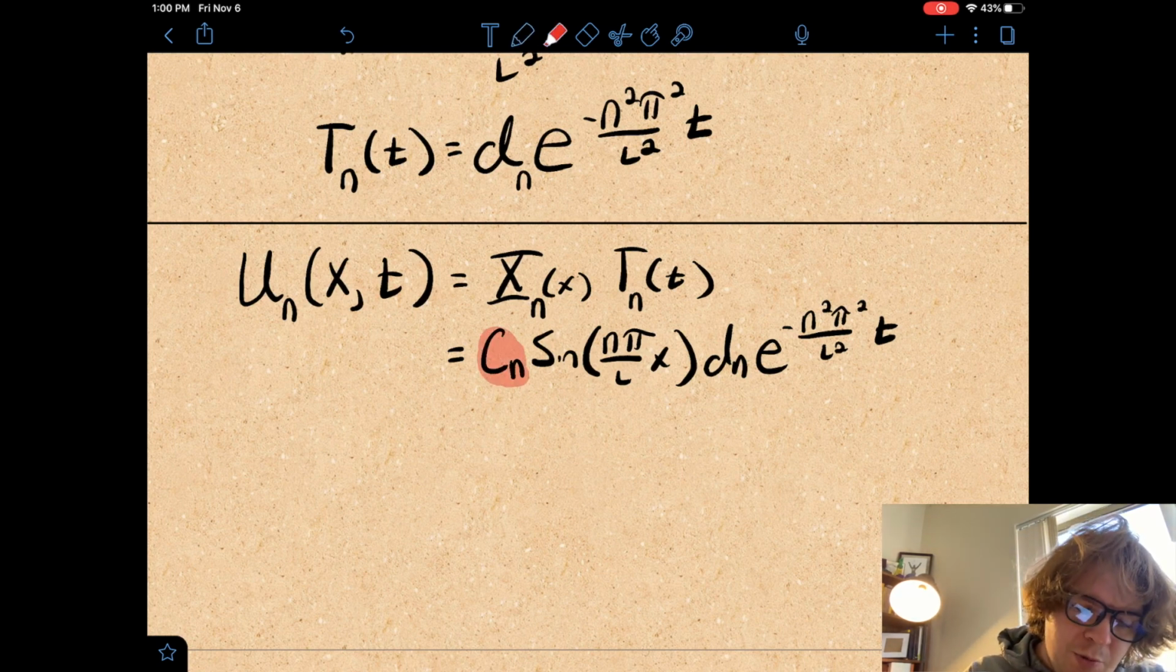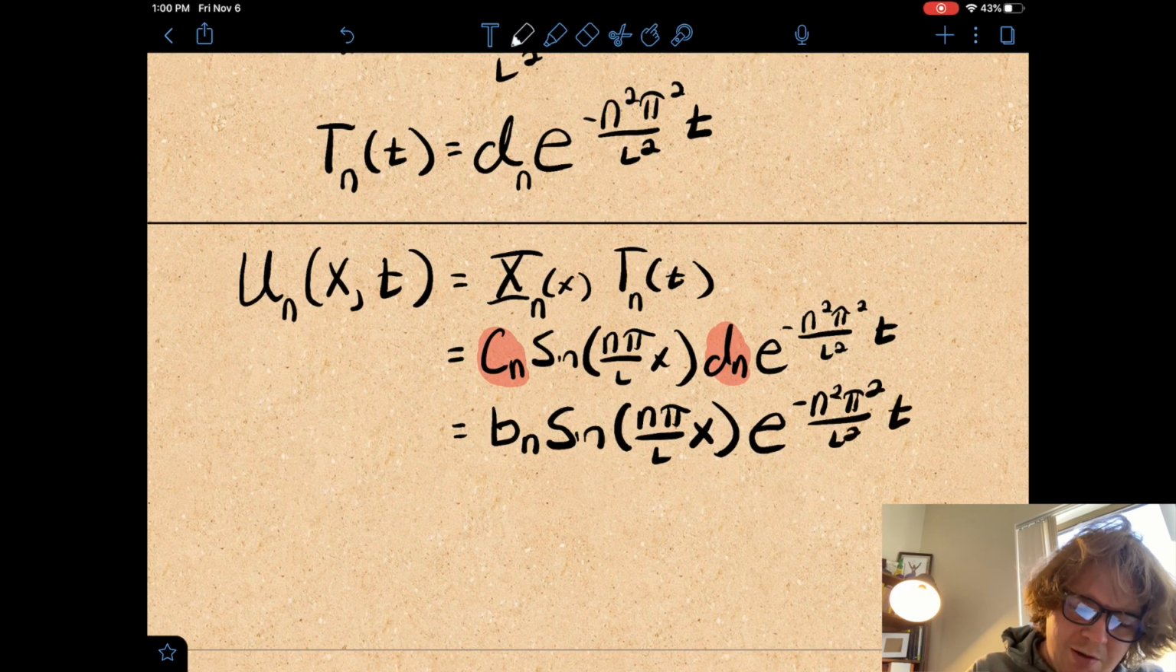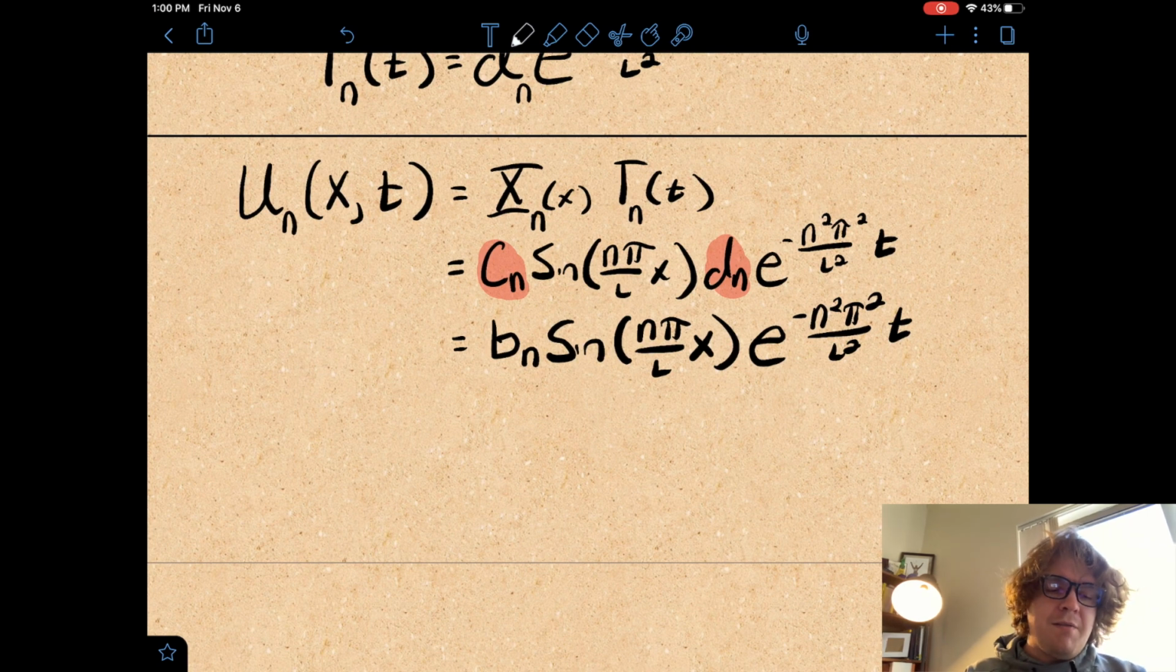One little trick that we can pull here is that we have two constants that depend on n, c sub n's and d sub n's. We can combine those into a single, let's call it b sub n, times sine of n pi over L times x times e to the negative n squared pi squared over L squared times t. So what we have now is for any positive integer n that you give me, I can give you a different solution to the heat equation.